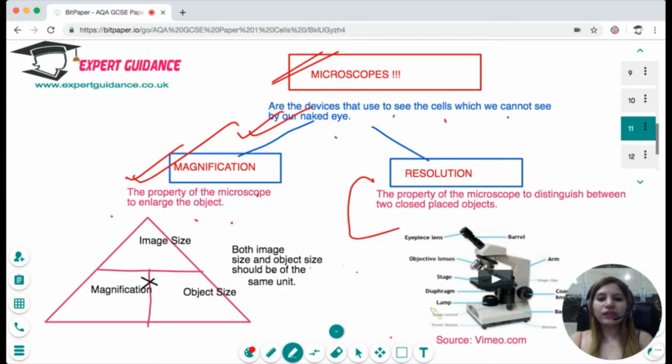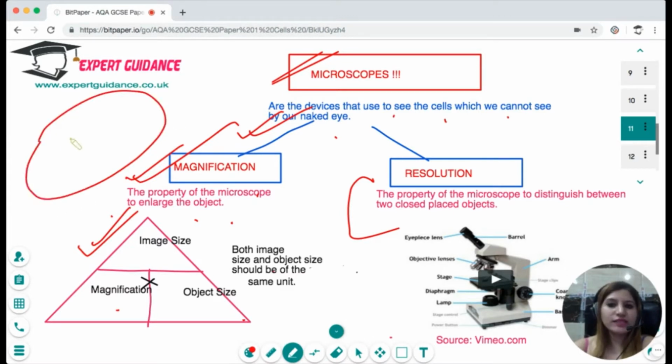Now, magnification is calculated by the image size over the object size. Now, this is an important question. In the exam, they can give you an image size and ask you to find the object size if the magnification is given, or the image size and object size are given and they ask you the magnification. Or to make it a little complicated, they can give you a cell and say that this diameter is 2 micrometer in reality, calculate the magnification.